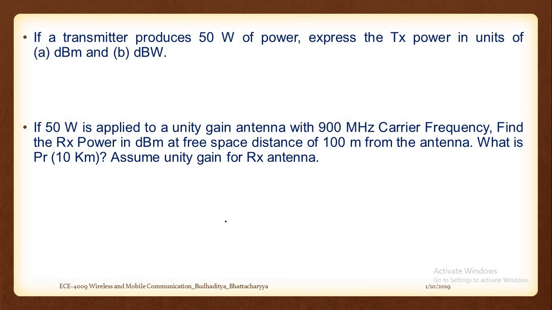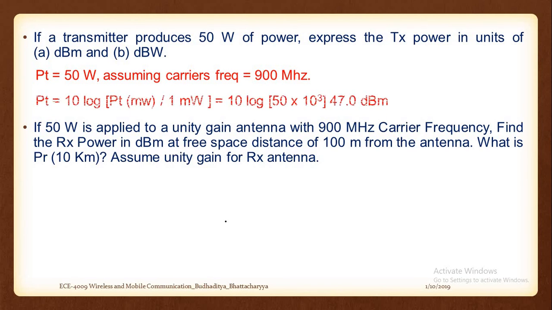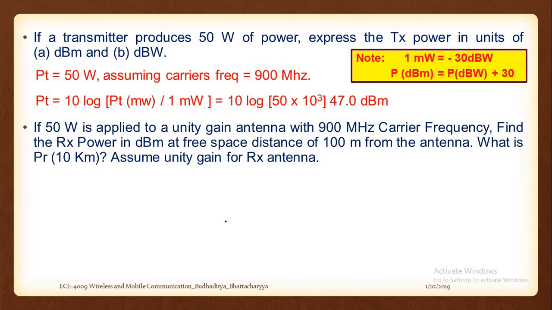So if a transmitter produces 50 watt of power, express the transmitted power in units of dBm and dB watt. I will give you the solution directly because it's very important at this juncture to know this. Please note down each and everything written over here. So PT is 50 watt, and assuming the carrier frequency as 900 megahertz.